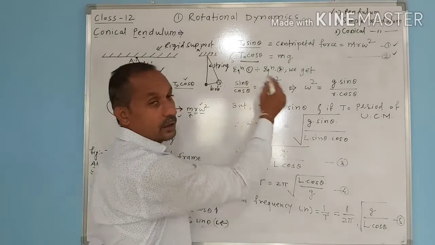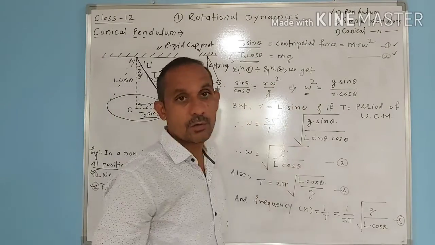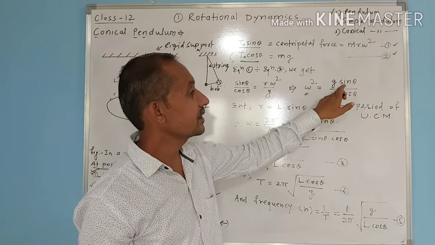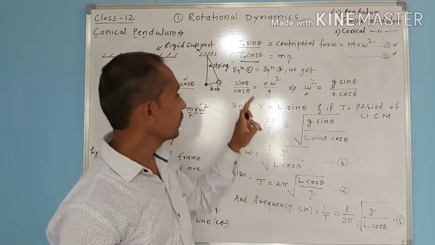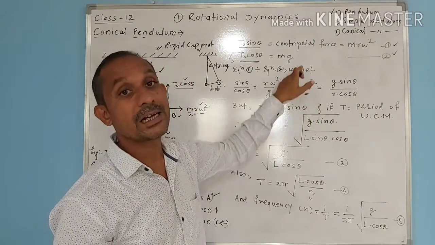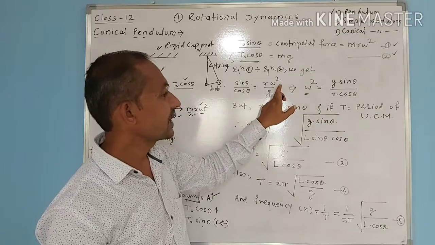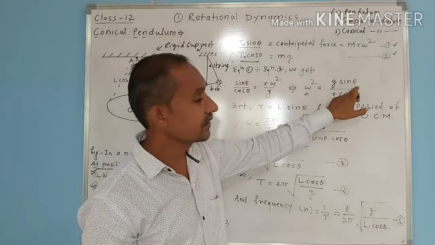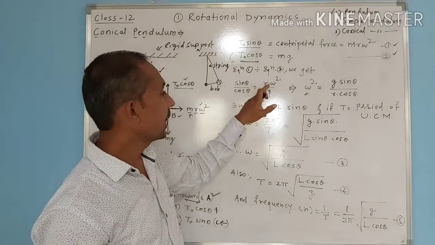So rearrange this equation and make omega square the subject. We get omega square is equal to g sin theta upon r cos theta. So rearrange this equation and solve for omega square. We get omega square equals g sin theta divided by r cos theta.